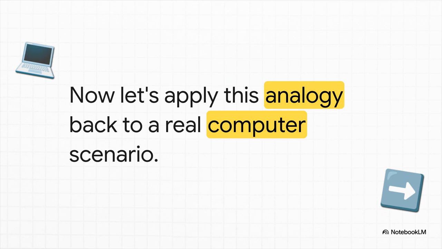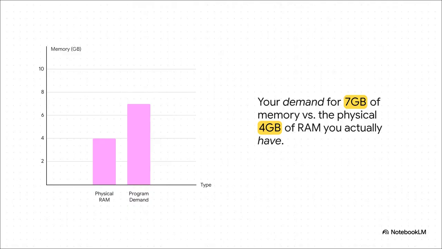All right, that study table analogy really hits the nail on the head, doesn't it? So let's take that idea and apply it right back to our original problem with the computer. And here we are, right back where we started. We've got the physical reality, only 4 gigs of RAM. But our demand is way up at 7 gigs because we're trying to run a browser, a game, and a coding program all at the same time.